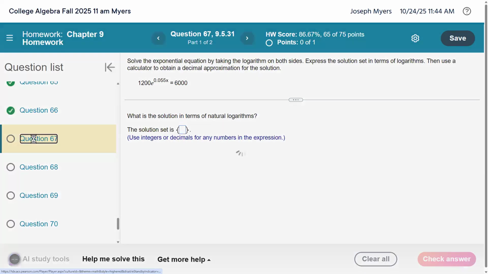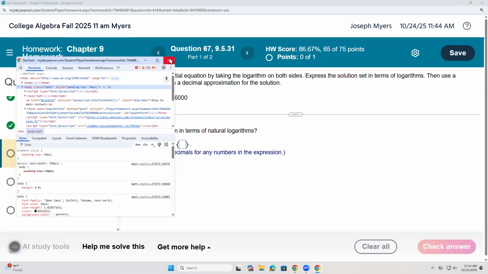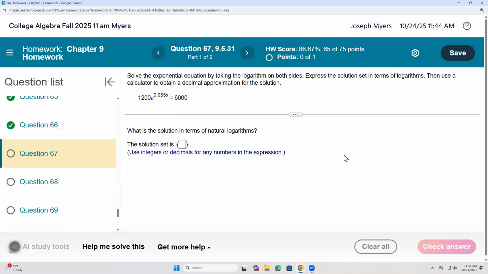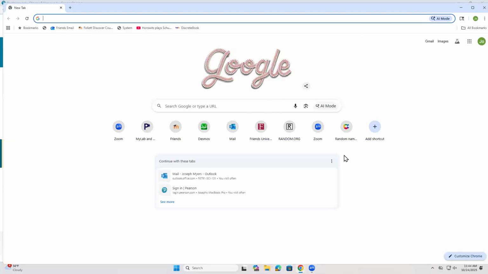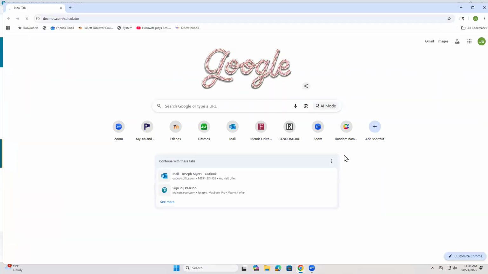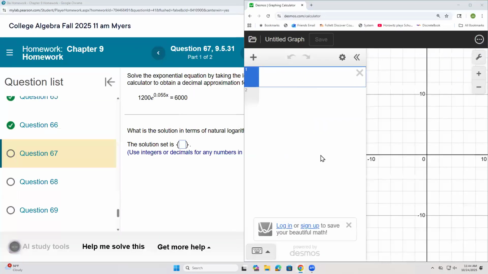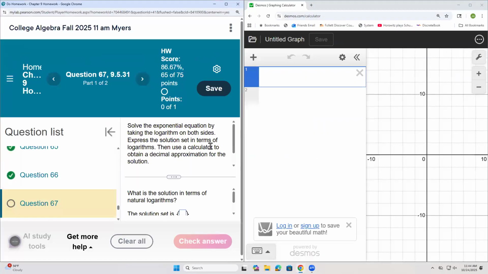Wow, this is tough. Okay, what's the solution in terms of natural logarithms? Okay, good job, everybody. Let's actually have an idea. Let's do this on desmos.com. They're great. Okay, first I need to push F11 to minimize the, oops, push the wrong button. Okay, let's open a new window. Let's go to desmos.com. They're great. Then let's put that window on the right and put this window on the left.